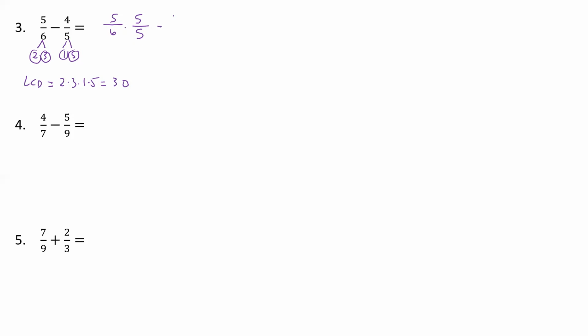Now minus, now we have 4 over 5 times what? Well, 5 times 6, and then we have to have 6 here to get our 30. So now we have 5 times 5 is 25 over 30 minus 4 times 6 is 24 over 30. Now we've got the LCD of 30, so we can take the numerator 25 minus the other numerator 24, all over 30. And so 25 minus 24, that's just 1, over 30.